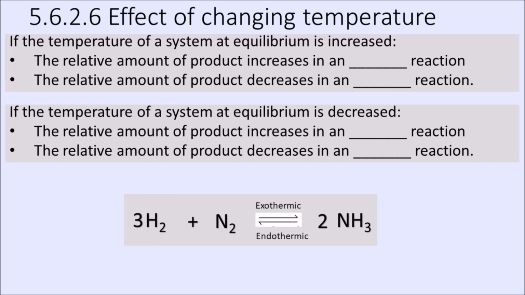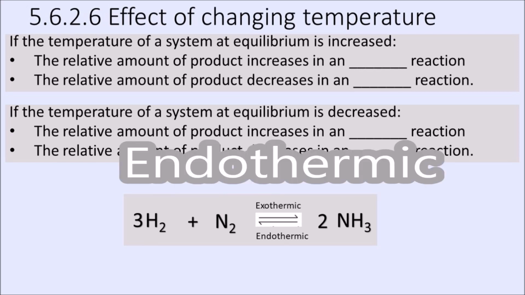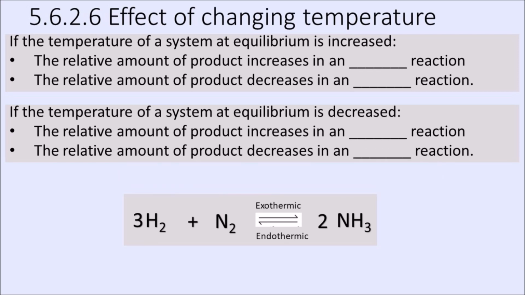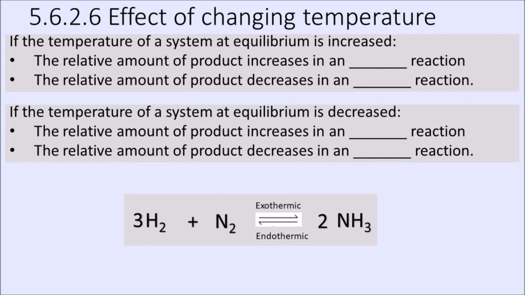The effect of changing temperature on equilibrium depends on the reaction. It depends if the forward reaction is exothermic or endothermic. Consider these examples. If the temperature of a system at equilibrium is increased, the relative amount of product increases in an endothermic reaction, and the relative amount of product decreases in an exothermic reaction. If the temperature of the system is decreased at equilibrium, the relative amount of product increases in an exothermic reaction. The relative amount of product decreases in an endothermic reaction.